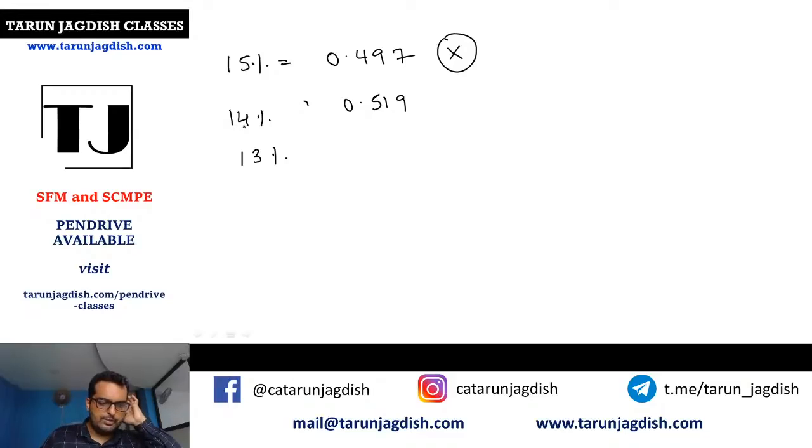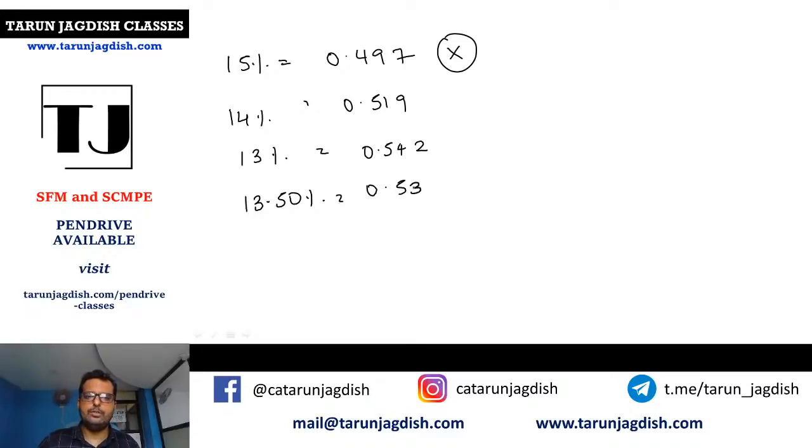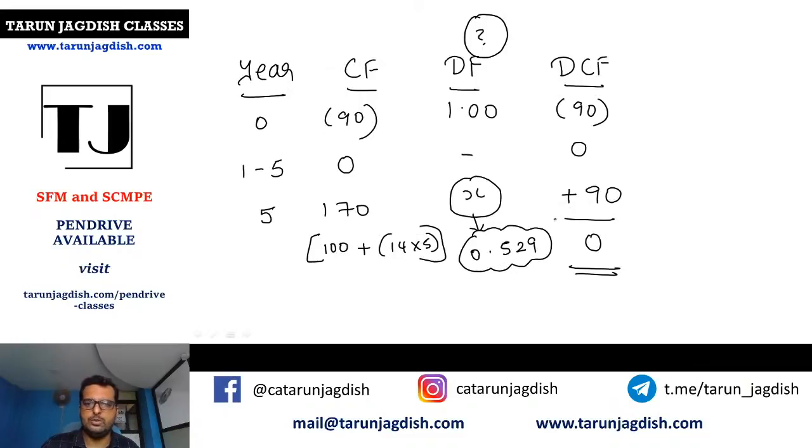Akshat, I will go and show you the previous slide. Let me just complete this. Let me try 13%. 13% turns out to be 0.542, so that's going too high. Let me now try 13.5%. I get the number as 0.530. This is very close to 0.529.